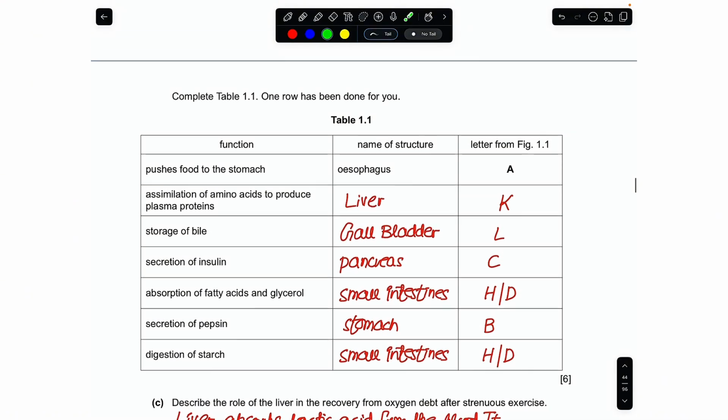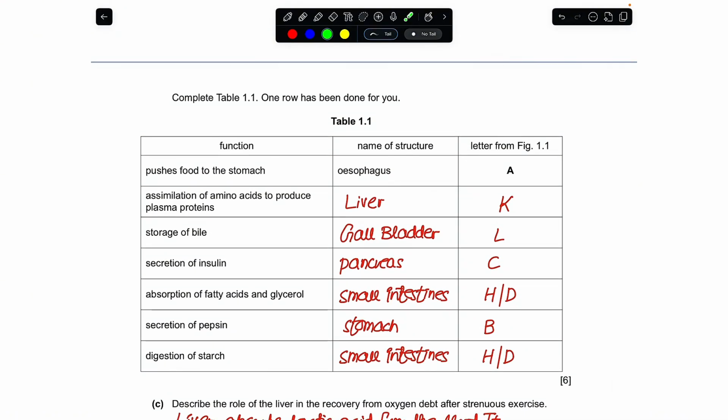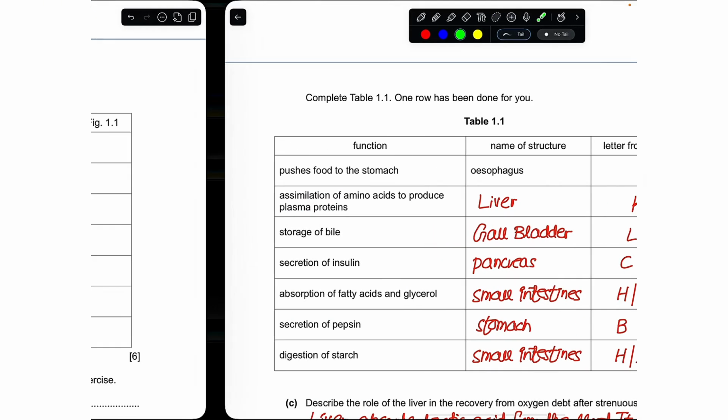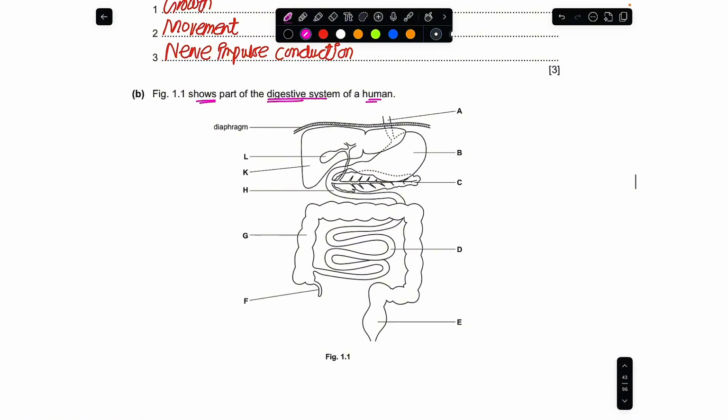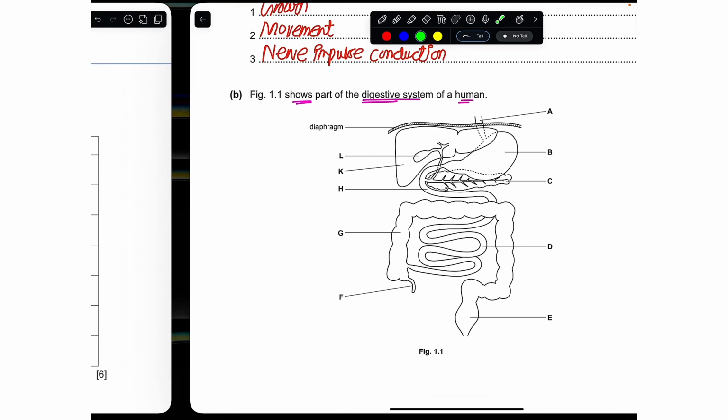You see 6 marks, and they want us to complete table 1.1. For our benefit, they have completed the first row: the function is to push food into the stomach, so this is the esophagus, and the letter from the figure is 1.1. Now they ask what brings about the assimilation of the amino acid to produce the plasma protein. We are aware that this happens within the liver, and the latter would be K.